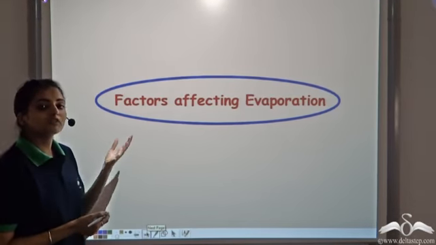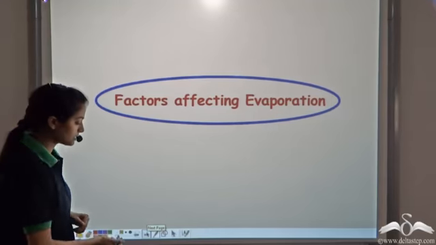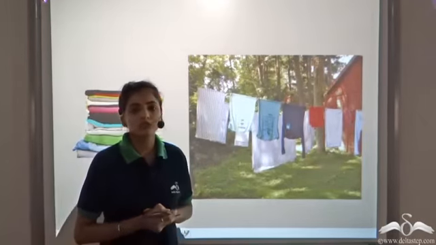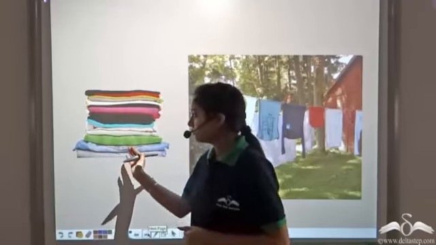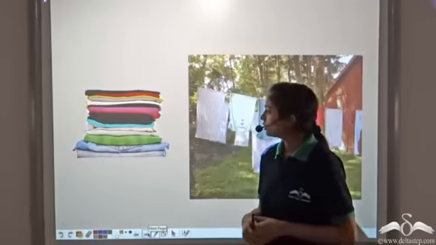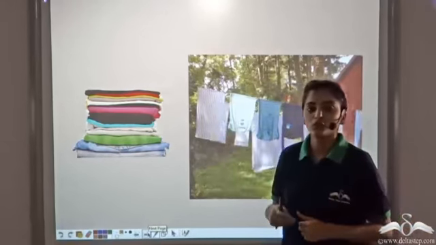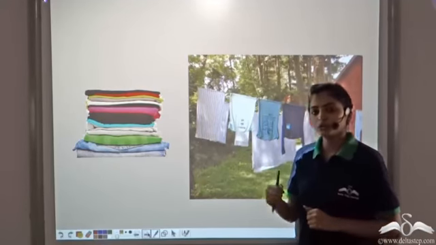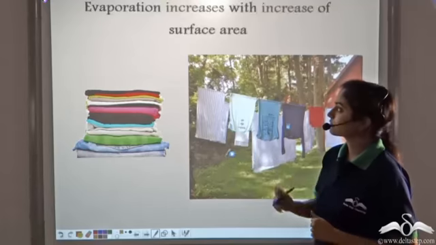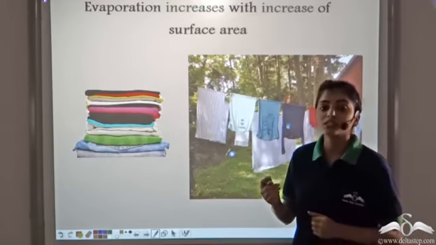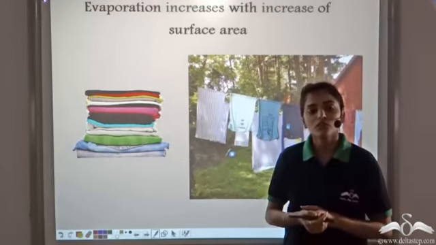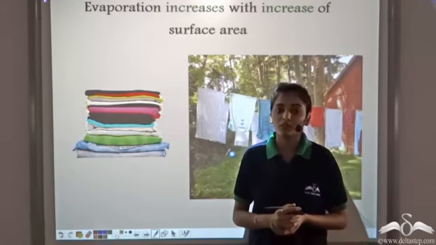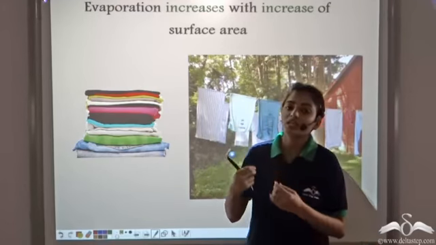Let's see now what are the different factors on which evaporation depends. Well, when you wash your clothes, how do you keep them for drying? Do you fold them and stack them one on top of another? Or do you open them wide and hang them on the rope? Well, obviously, you open them wide and hang them on the rope. Why do you do that? This is because evaporation increases with the increase of surface area. We know evaporation is a surface phenomenon. So the greater the surface available, the greater the number of particles that escape as gas.